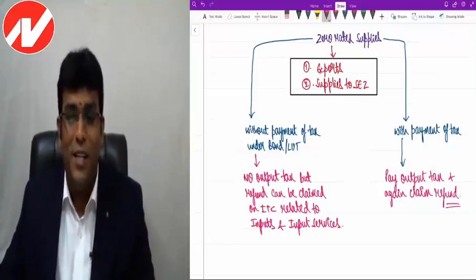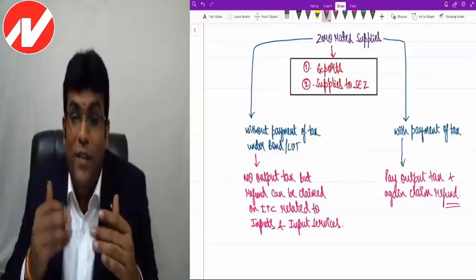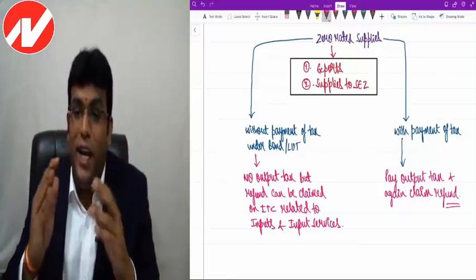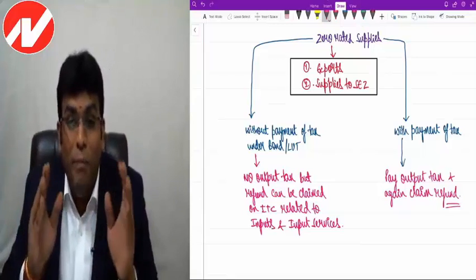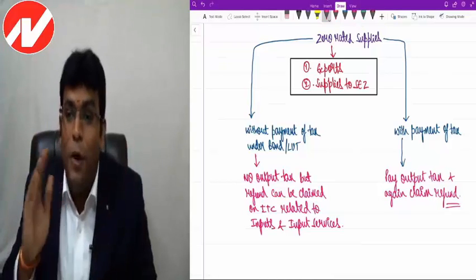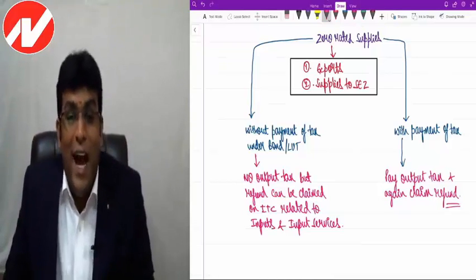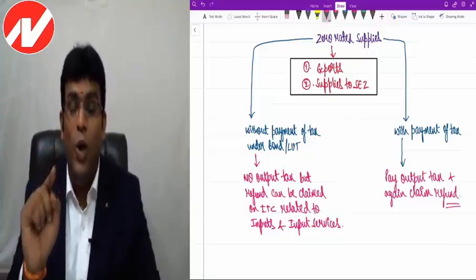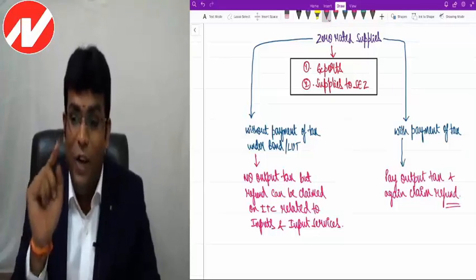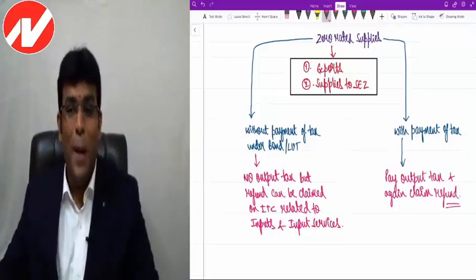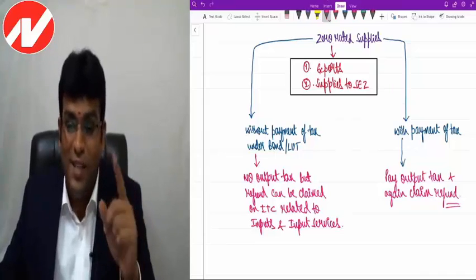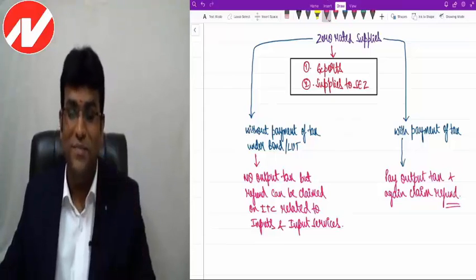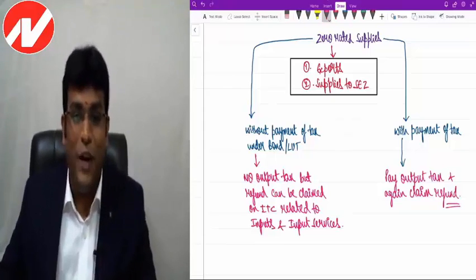Now you might ask, so what difference does it make? It makes a difference because when we talk about without payment of tax, we will not pay output tax at all. And happily we can take a refund related to ITC on inputs and input services. But when we talk about with payment of tax, we will pay the tax and then claim refund. And when we are claiming refund, we will claim refund even related to inputs, input services, and even on capital goods also. But when we talk about without payment of tax under bond or LUT, we cannot take refund related to capital goods. So there is a concept there.